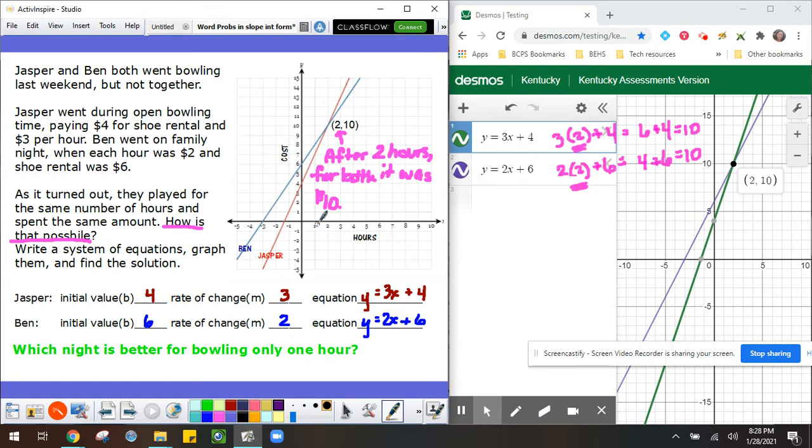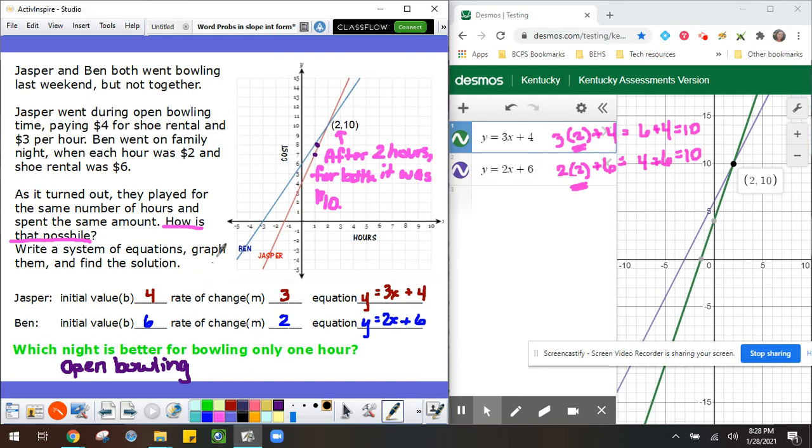So I come to my graph right here where the 1 hour is, and I go up, and this red line is lower than the blue line at 1 hour. So Jasper is the one who paid less. Jasper went open bowling time. So which night is better? Open bowling is better. So not only can you get numbers off of this, if you have a true life scenario like we do here with open bowling night or family night, you can find out that it's better if you're just going to bowl maybe one game, open bowling is better.